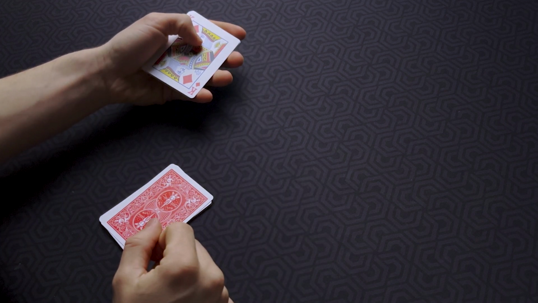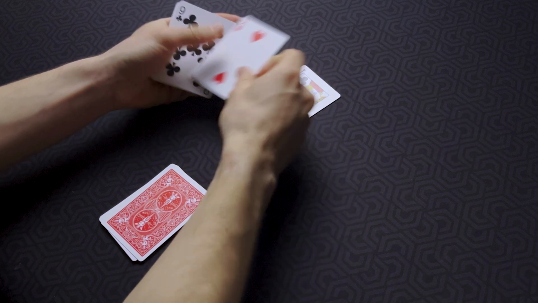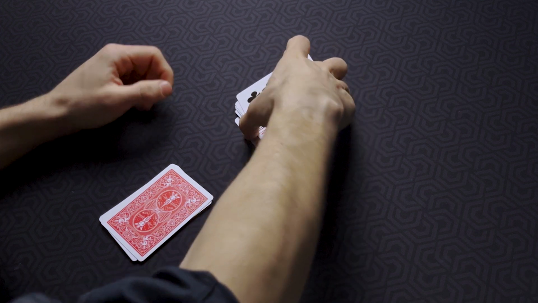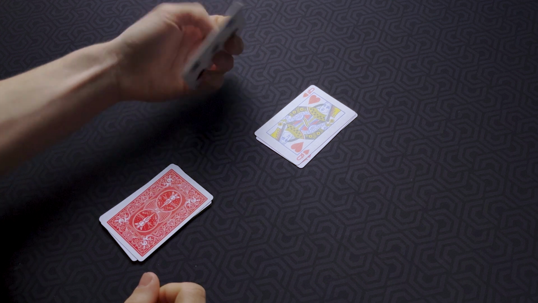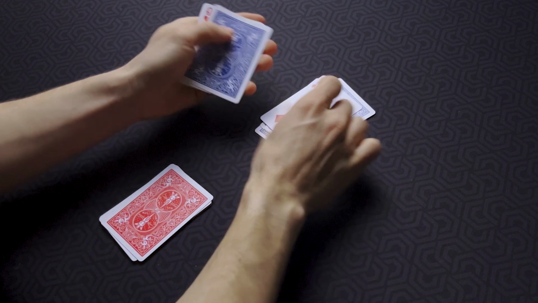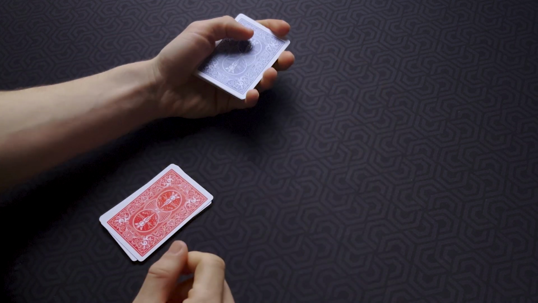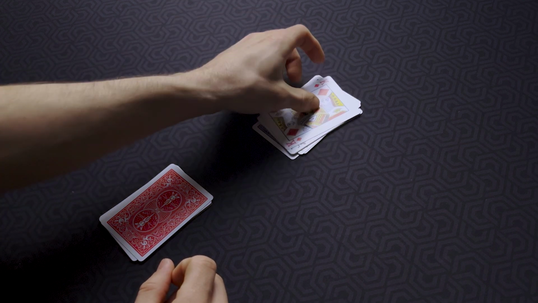The first part of the secret here is to remember how many times he has shuffled his pile. So far, he has shuffled his cards 1 time. He repeats the same process a second time. So far, he has shuffled his cards 2 times. He repeats the same process once again, and he has shuffled his cards 3 times. He repeats the same process once more. He has shuffled his cards 4 times. And now he decides to shuffle his cards one last time. In total, he has shuffled his cards 5 times.